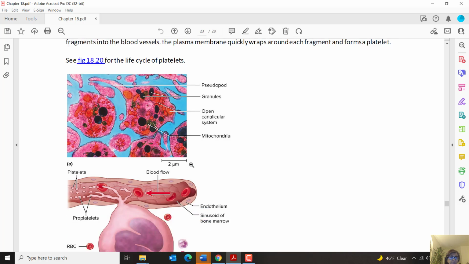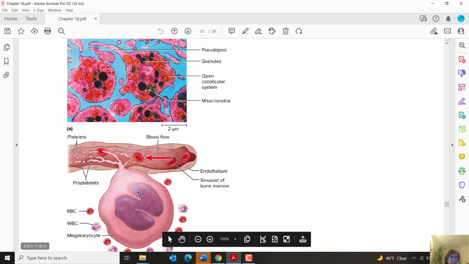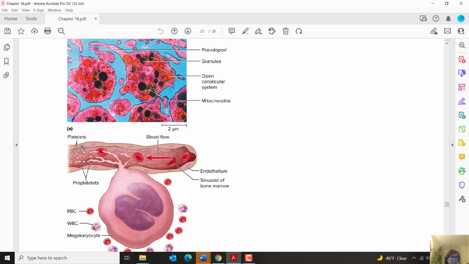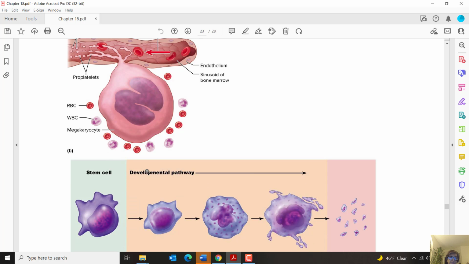So here is the blood vessel. The megakaryocyte just goes into this gap that is there in between the cells of the blood capillary, and as the blood rushes through, it just makes little fragments of the cell, and those little things become platelets.